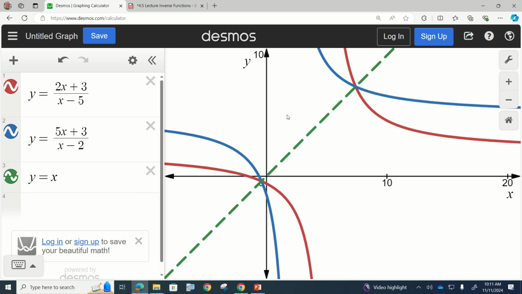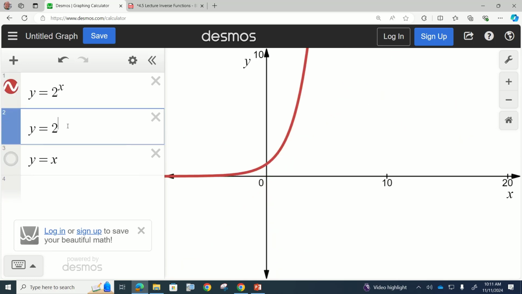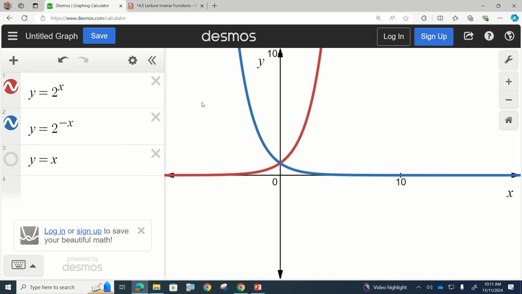Is the blue curve and the red curve, do those represent a pair of inverse functions? Yeah. The blue curve is a mirror image of the red curve across that green dashed line. Right? Is this blue curve and this red curve a pair of inverse functions? No. The blue curve is a mirror image of the red curve across the y-axis, sure, but that's not the question. Inverse functions are a mirror image of each other across the line y equals x. And that's not the case. So these are not inverse functions.